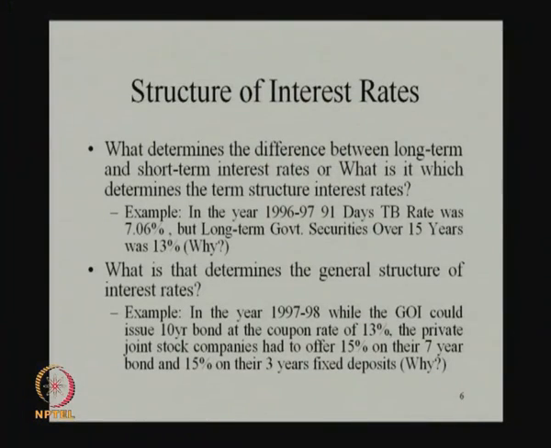Number 2, what determines the general structure of interest rates? What do I mean by the general structure of interest rates? In the year 97-98, while the government of India could issue a 10-year bond at the coupon rate of 13%, the private joint stock companies had to offer 15% on their 7-year bond and 15% on their 3-year fixed deposits. What is the reason?